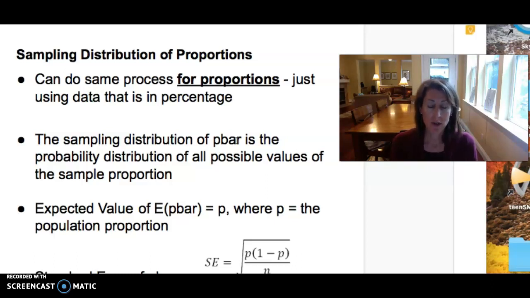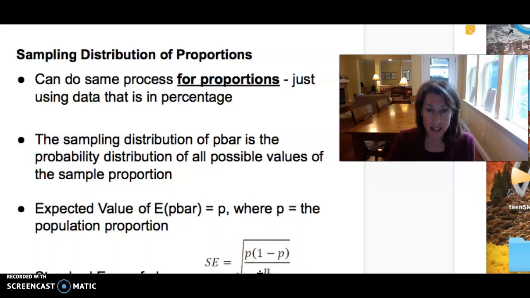So what we can do is calculate the expected value of our p-bar, and that's just going to equal our proportion from the population. That's the mean. And then, here's the standard error calculation for the proportion.